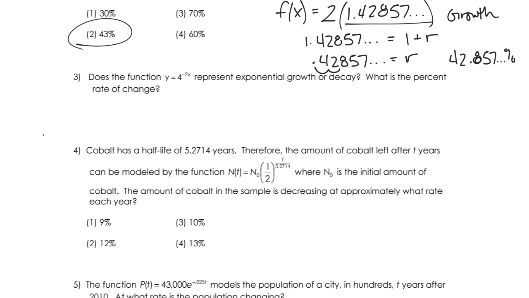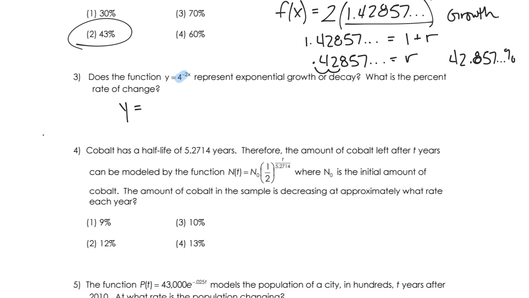Number 3. It says, does the function y equals 4 raised to the negative 2x represent exponential growth or decay? And what is the percent rate of change? So as of right now, some people might say growth, but that's just because they looked at the base. If they look at the exponent, and the exponent is not just an x, we have to realize that we're going to really need to type in 4 to the negative second and rewrite this equation. So we're going to keep the y equals in our calculator.